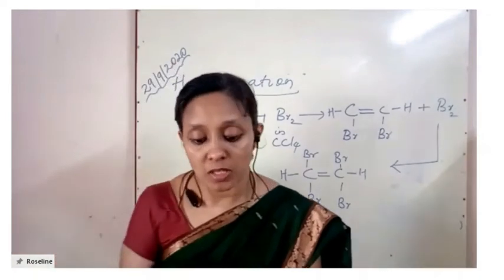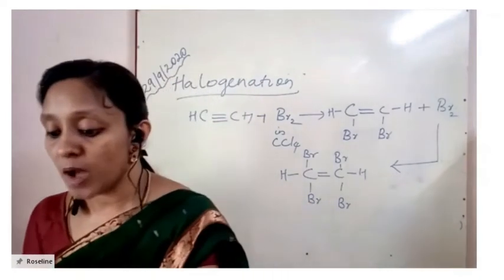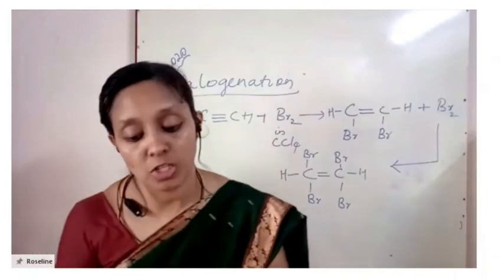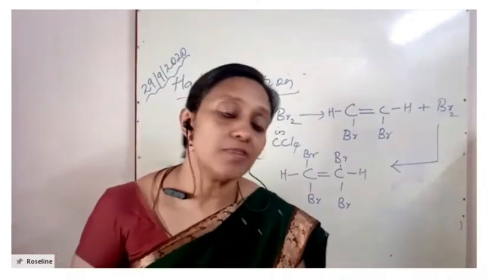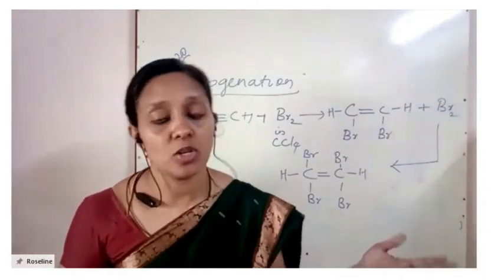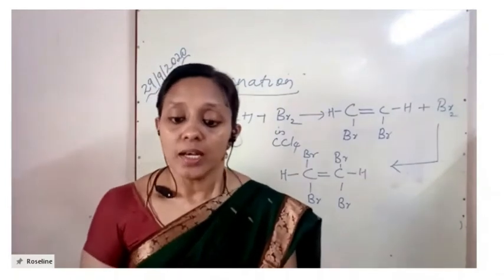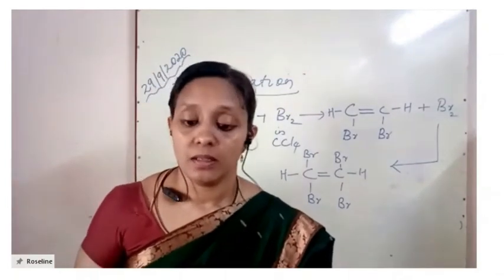Okay, so bromine in carbon tetrachloride is added to ethyne. Its brown color disappears due to the formation of addition products. It's very similar to that of chlorine. The reaction is already shown there. Please go through it. Now, reaction with iodine.